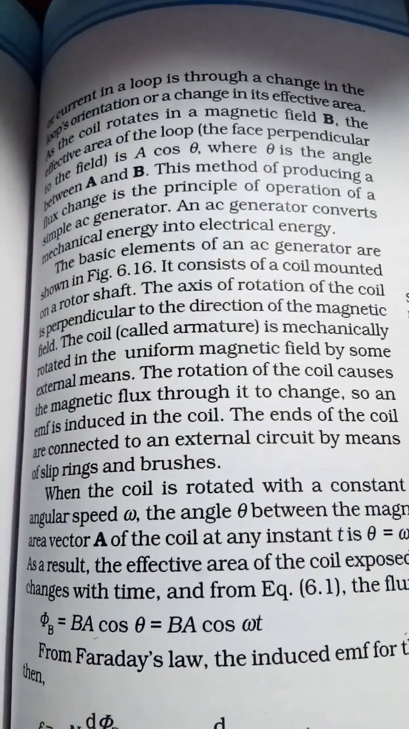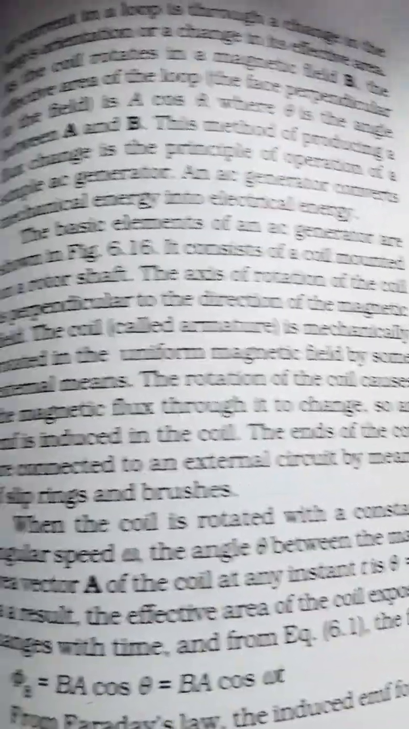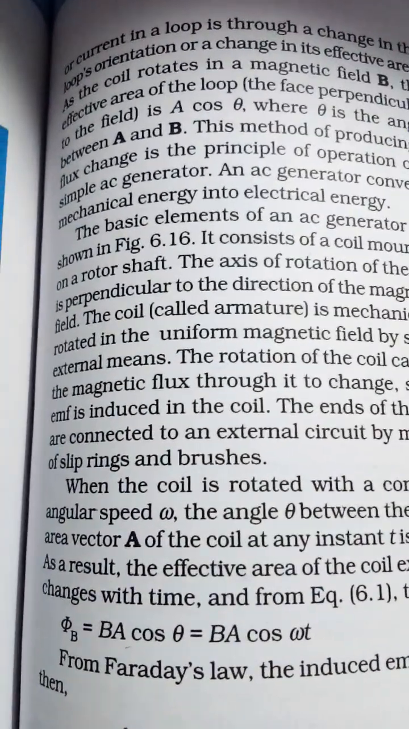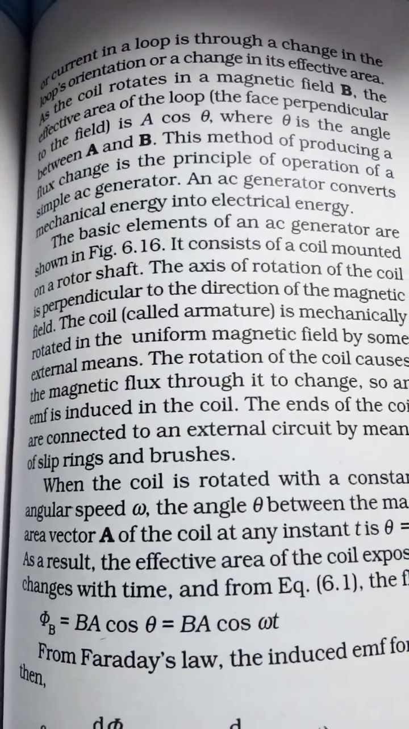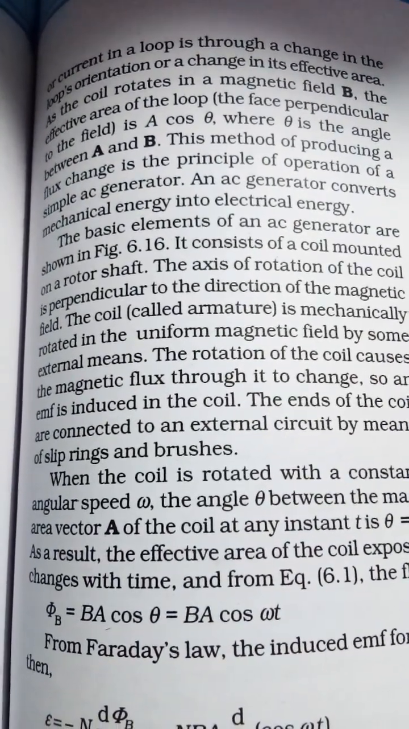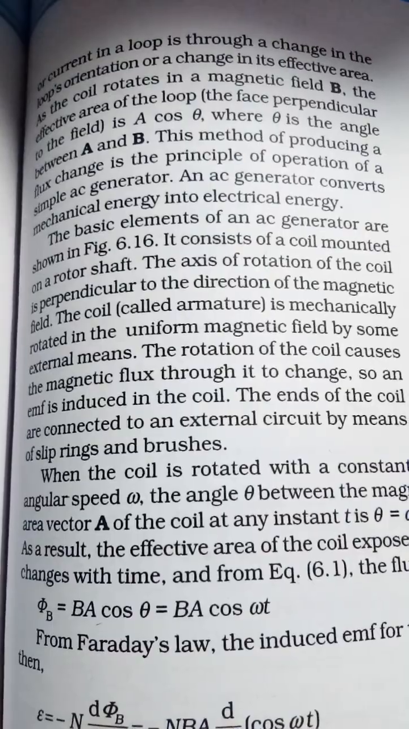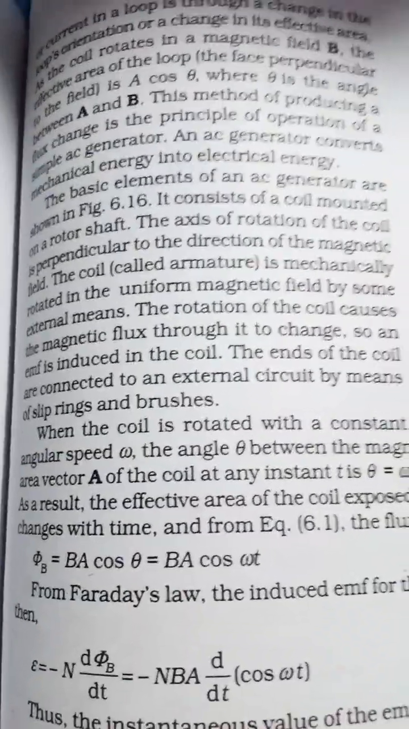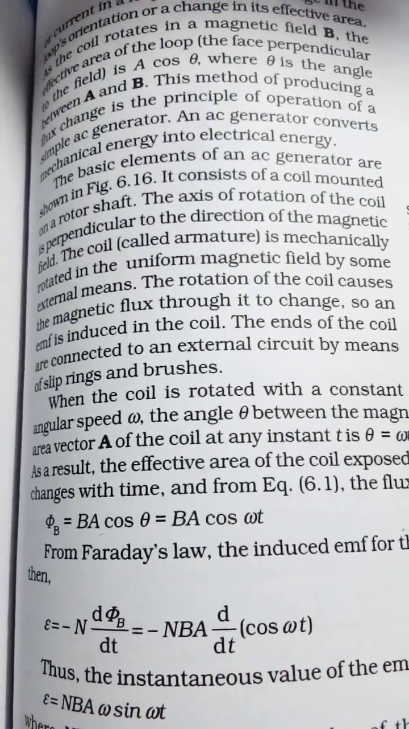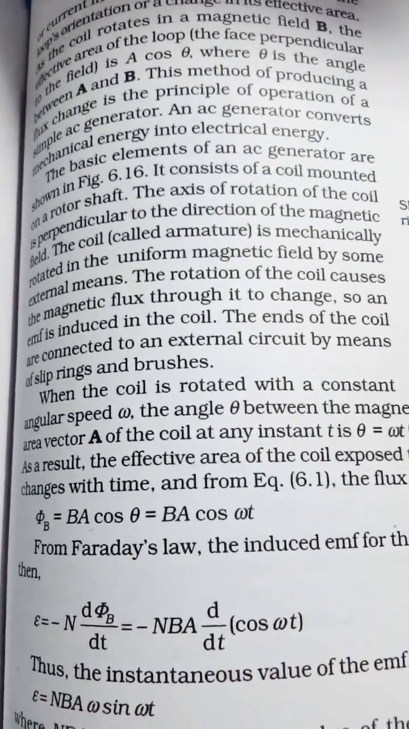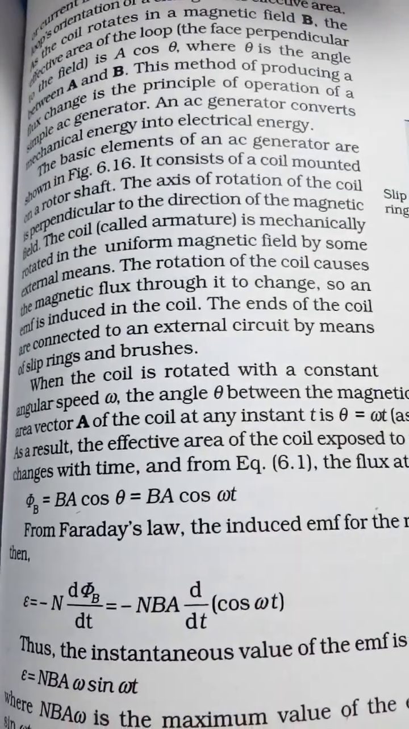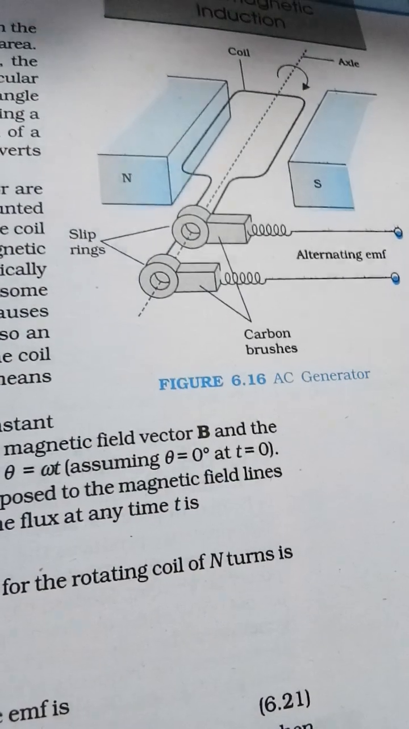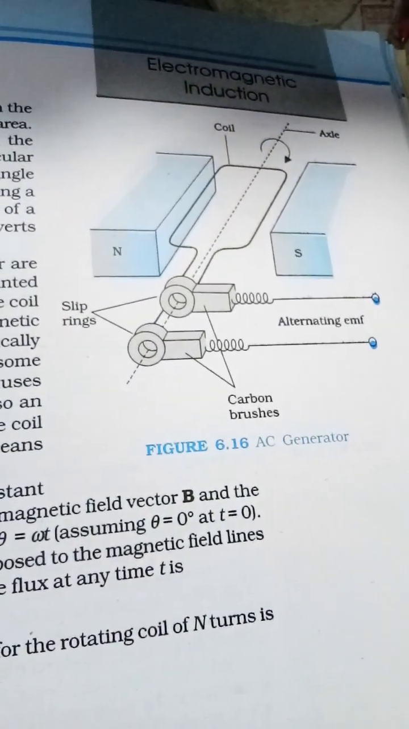This method of producing a flux change is the principle of operation of a simple AC generator. An AC generator converts mechanical energy into electrical energy. So AC generator converts mechanical energy into electrical energy. The basic elements of an AC generator are shown in figure 6.16. You will see the AC generator.